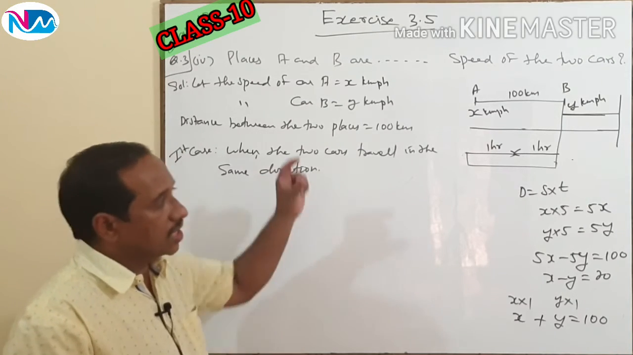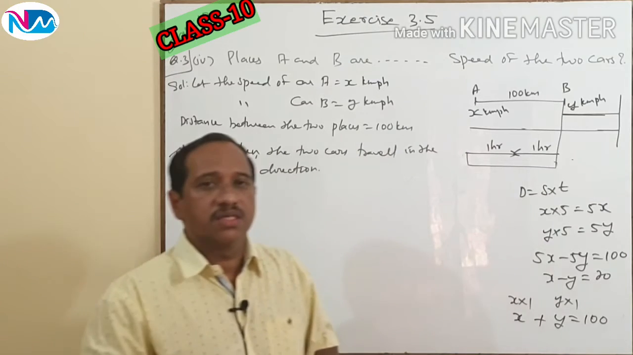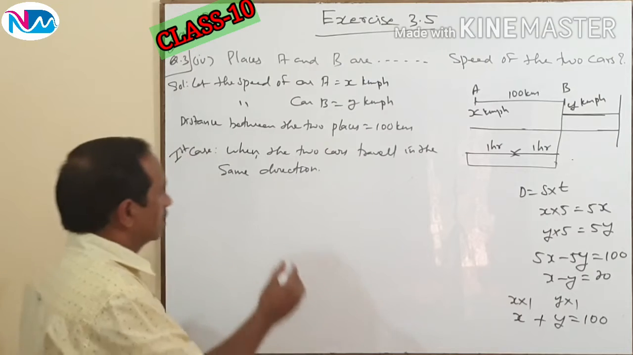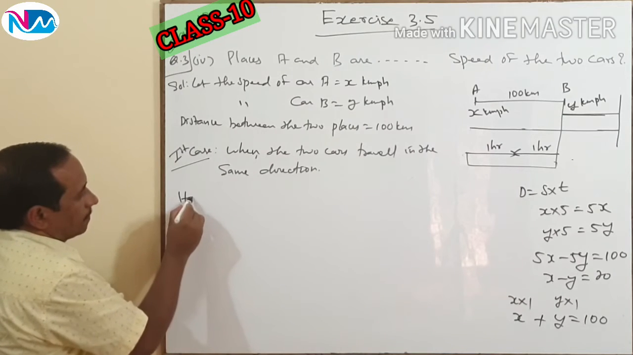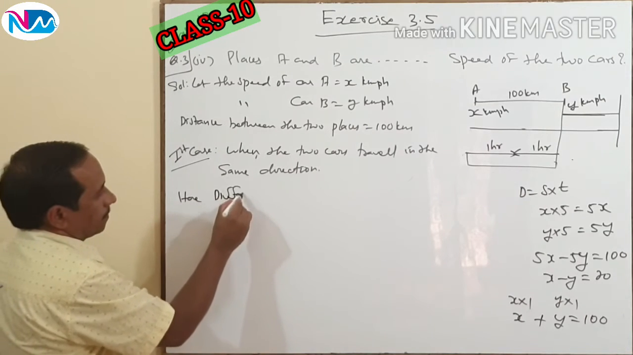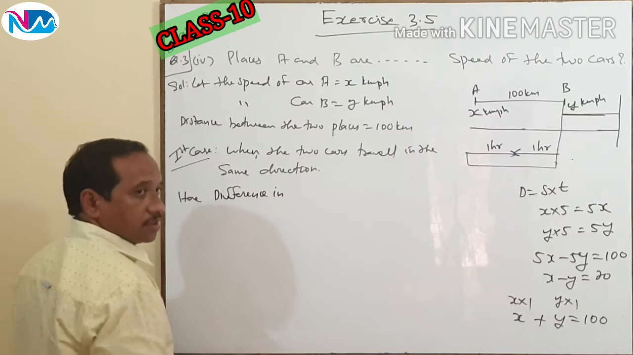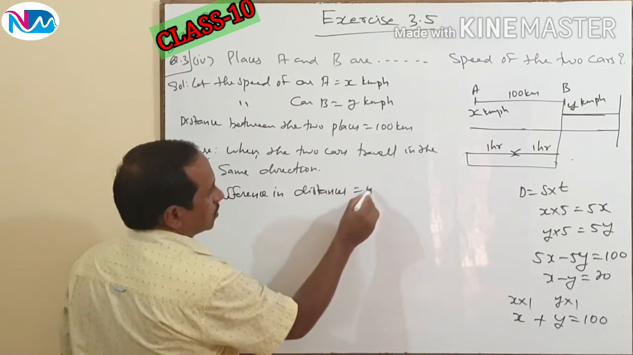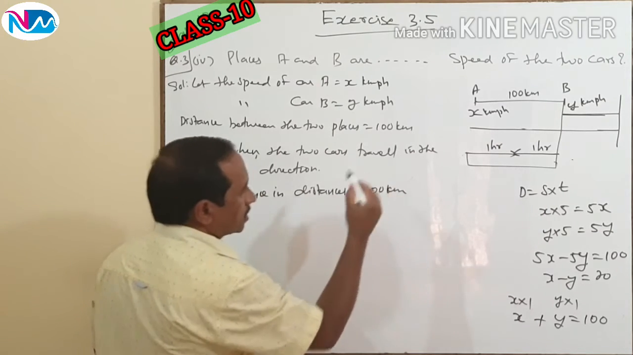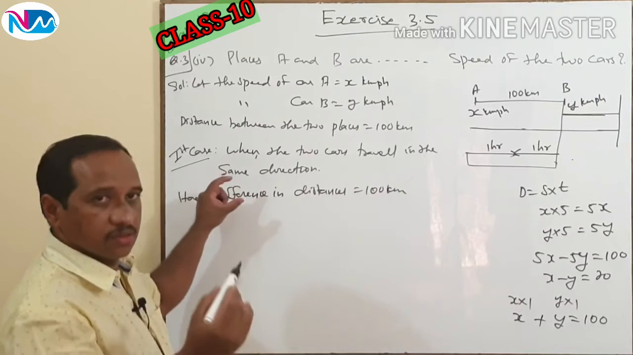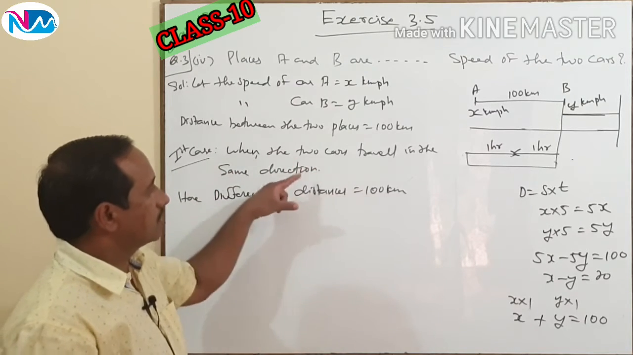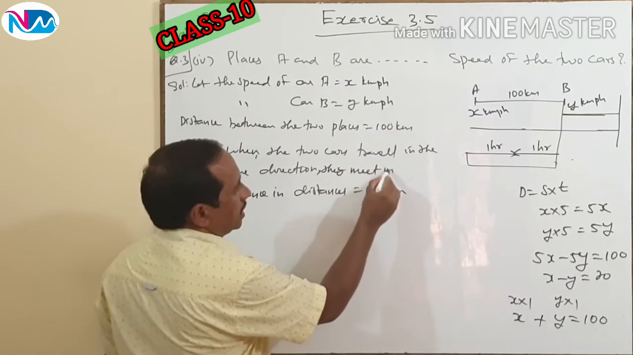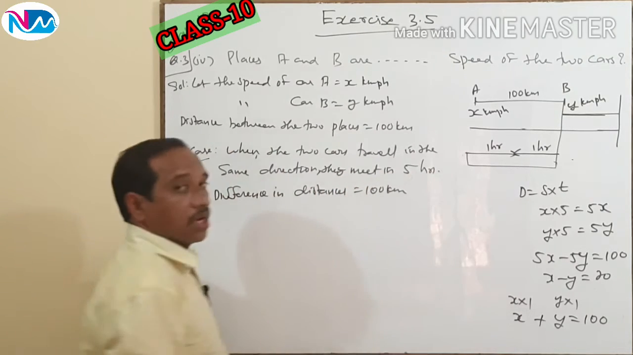When the two cars travel in the same direction, the difference in the distances is equal to 100 kilometer. Here, difference in distances is equal to 100 kilometer. According to question, once again, when the two cars travel in the same direction, they meet in 5 hours.